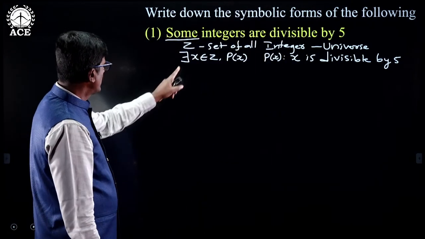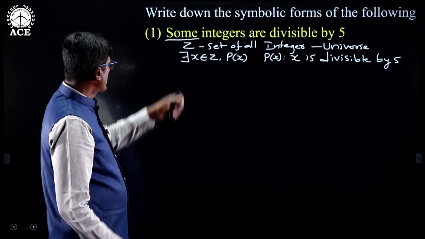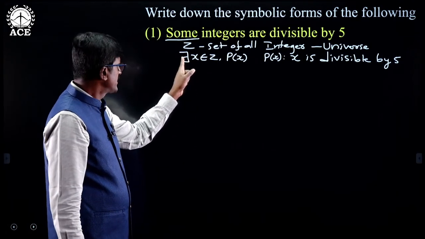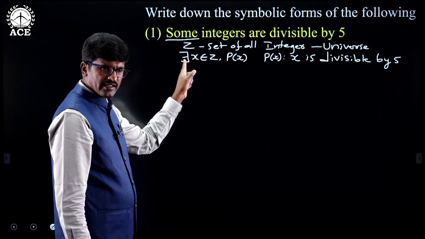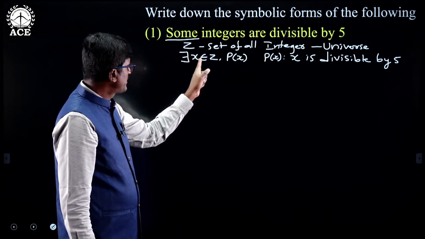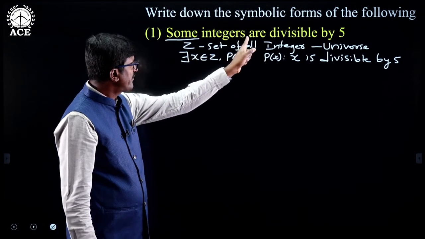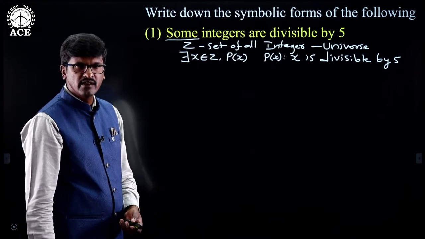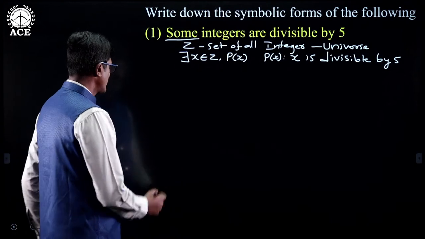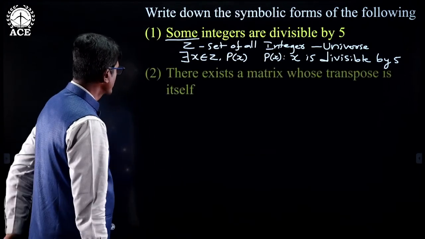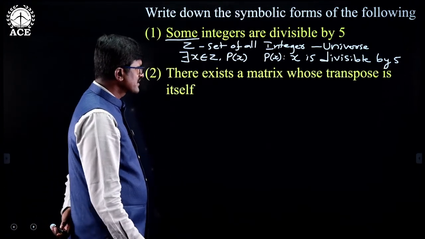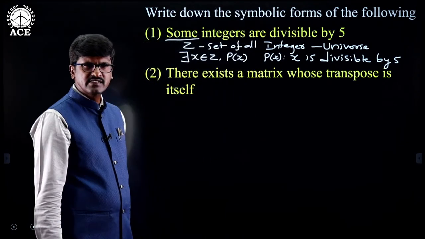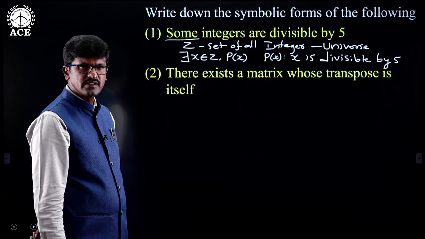So this is the symbolic form of this. There is an existential quantifier, denoted with for some, there exists x belongs to Z, P of x. What is P of x? x is divisible by 5. What is x? Any element in the set of all integers. Now this is the second example: there exists a matrix whose transpose is itself.